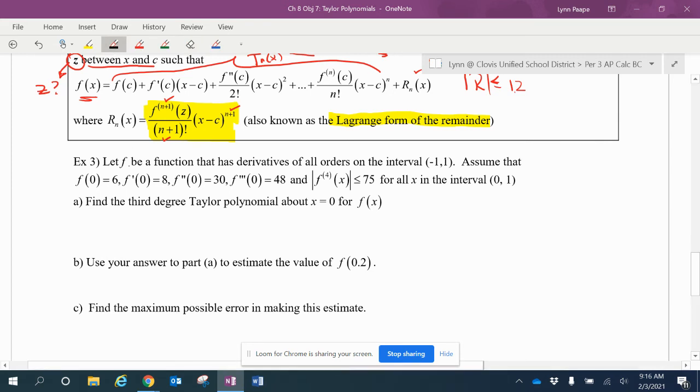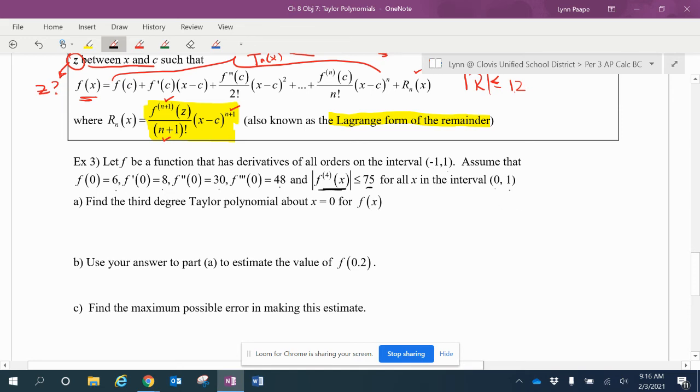All right, so for this first one right here, we have a function that has derivatives of all orders on the interval from -1 to 1. And we're assuming that f of 0 is 6, f prime of 0 is 8, f double prime of 0 is 30, and the third derivative evaluated at 0 is 48. And then we know that the fourth derivative has to be less than or equal to 75. So it's maximum value, the fourth derivative cannot ever go above 75. And this is true for all values of x on the interval from 0 to 1.